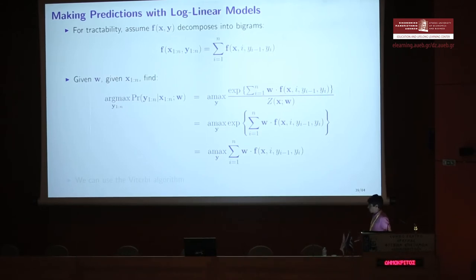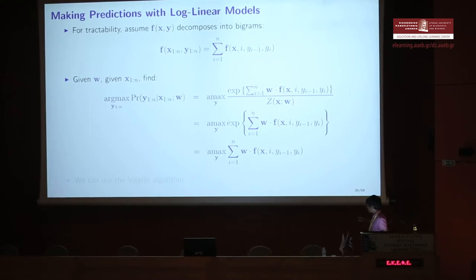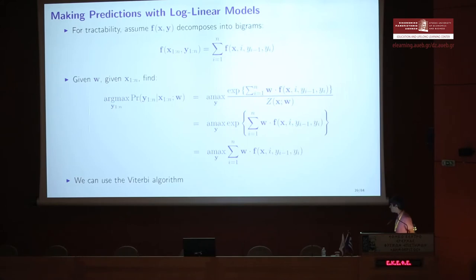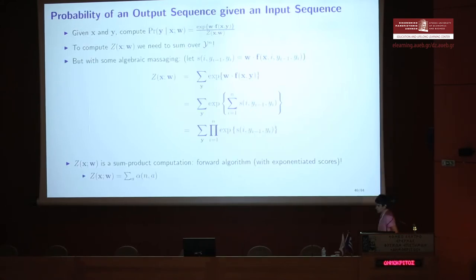And because we know that factored models have these factorization properties, in order to solve this, we can use the Viterbi algorithm as we just showed 5 minutes ago. So probabilistic models are factor models if we assume this. If we assume a factorization, the probabilistic model is still a factor model, and we can use the Viterbi algorithm.